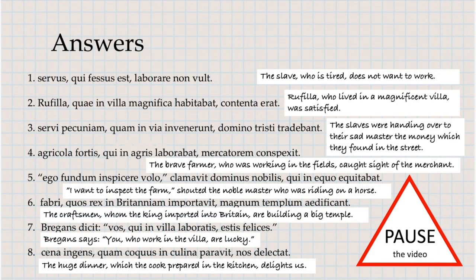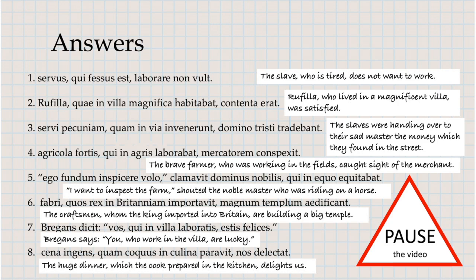Here come your answers. Servus qui fessus est laborare non vult. The slave, who is tired, does not want to work. Rufilla quae in villa magnifica habitabat, contenta erat. Rufilla, who lived in a magnificent villa, was content, or was satisfied.